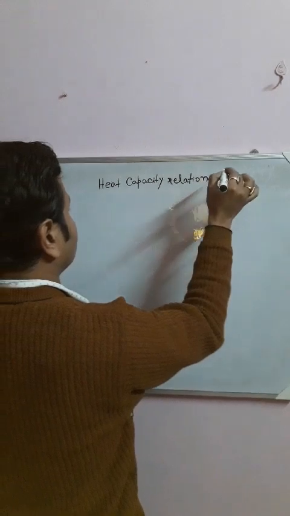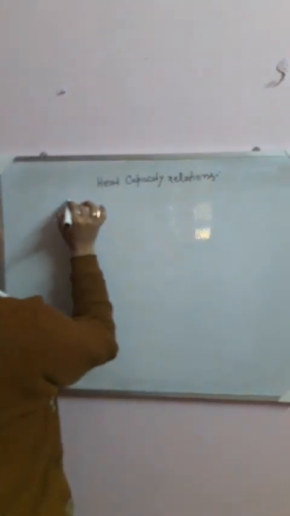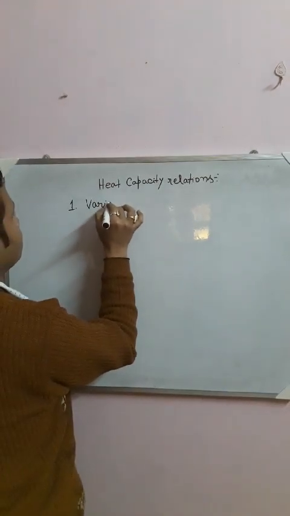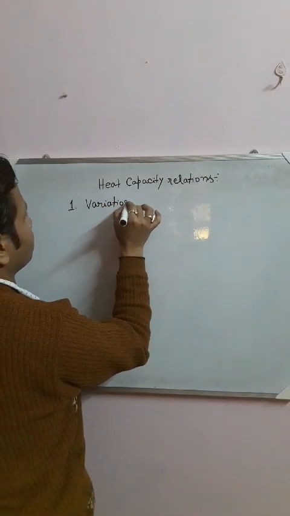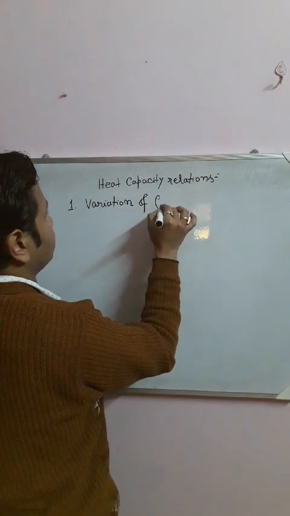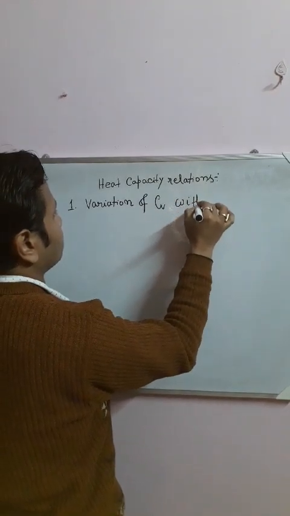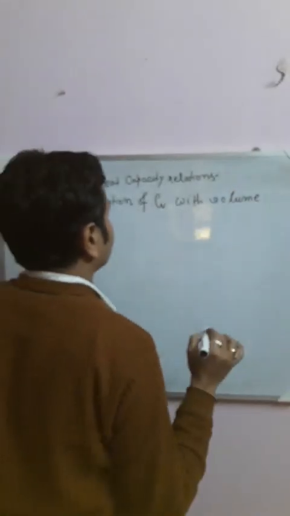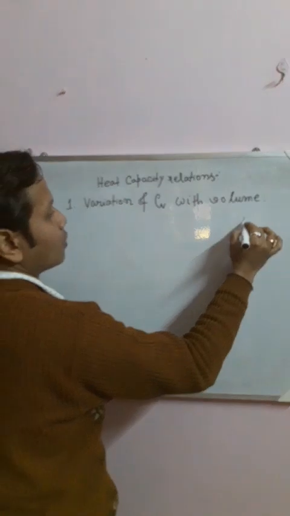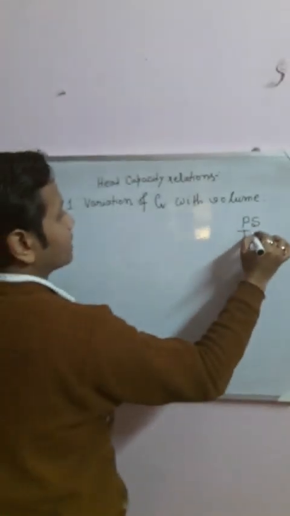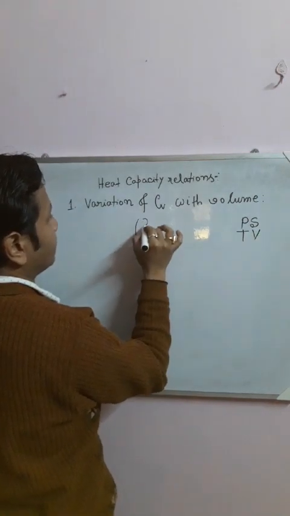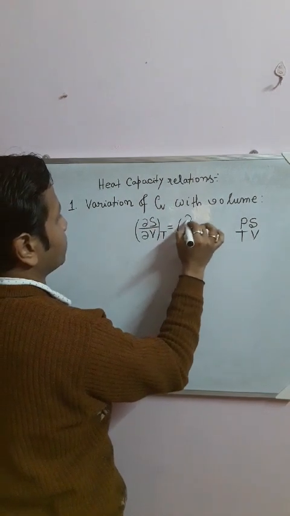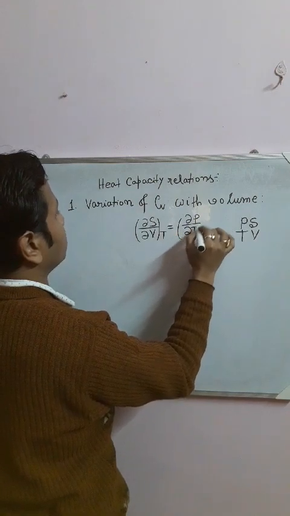So what is that? At first, we are going to discuss the variation of CV with volume. Now, from Maxwell's relation, what can we write? We use Maxwell's relation: del S del V at constant temperature equals del P del T at constant volume.